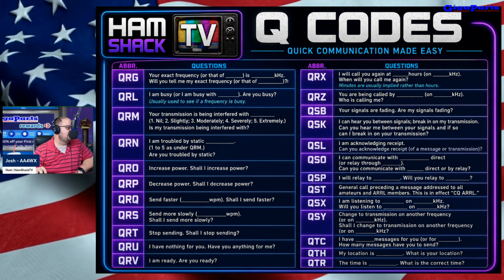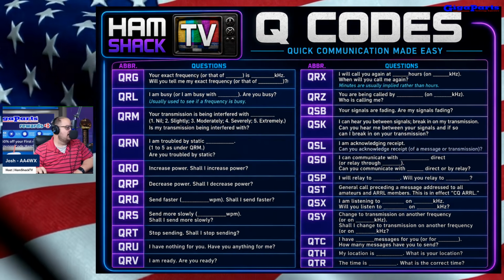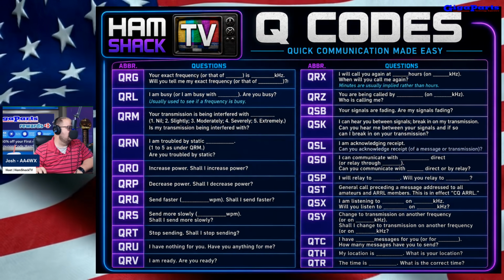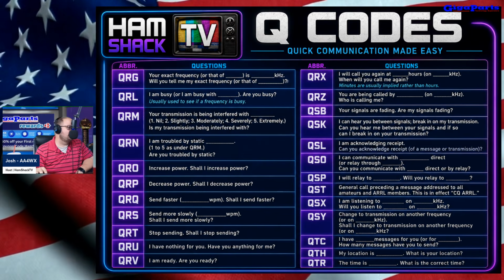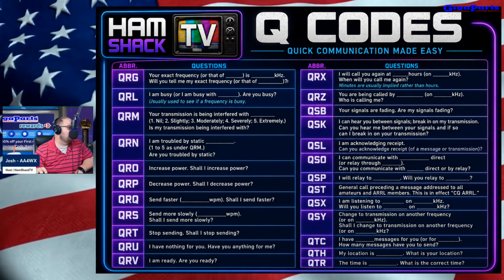And finally, QTR, not quarter, but QTR. The time is blank. What is the correct time? You're just asking what time it is. Simple as that. So there you go. These are the Q codes.